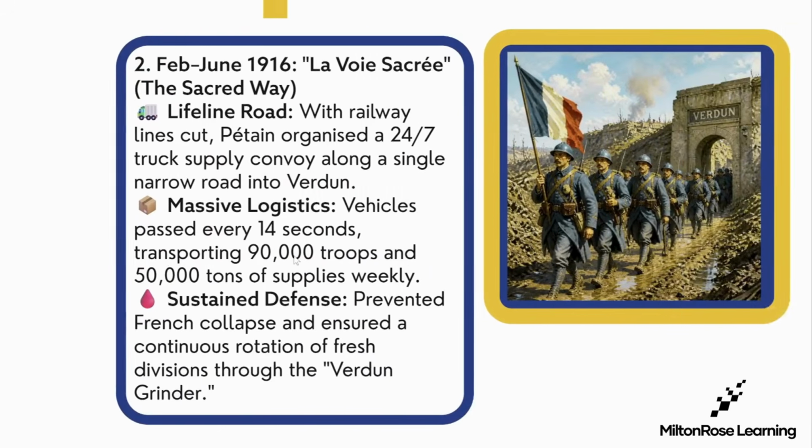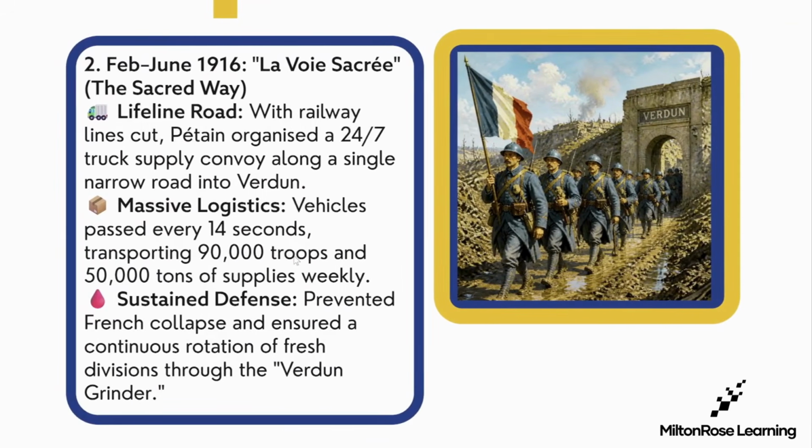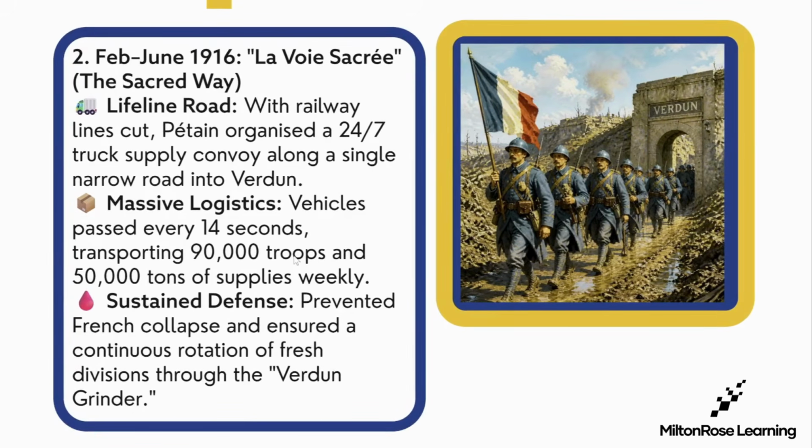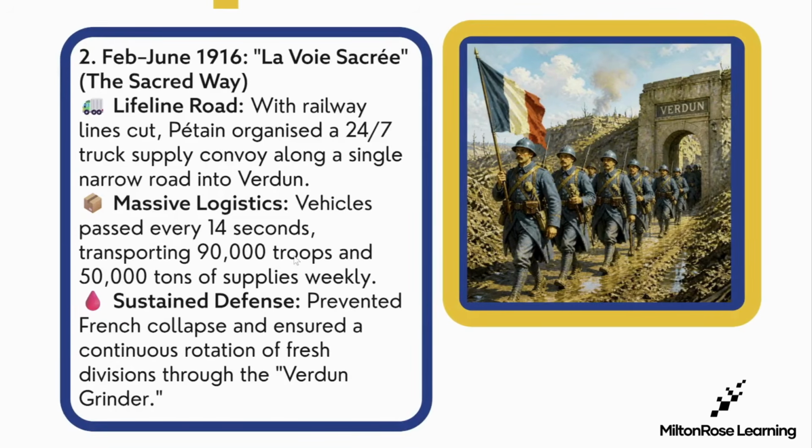Then as it goes forward, we have February to June 1916, and we have developed what was called the Sacred Way. Let's tease some of this out. A lifeline logistical road was constructed. With railway lines cut into Verdun, Pétain organised a 24/7 truck convoy along a single narrow road into Verdun. It was like just a trickle of supplies to keep Verdun alive effectively. But the logistics of this were massive. The vehicles passed every 14 seconds, transporting 90,000 troops and 50,000 tons of supplies every week.